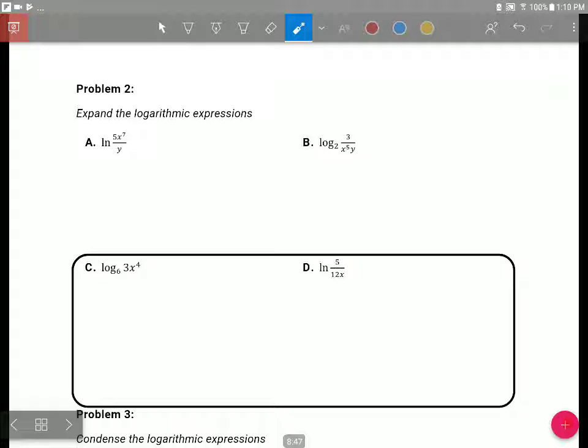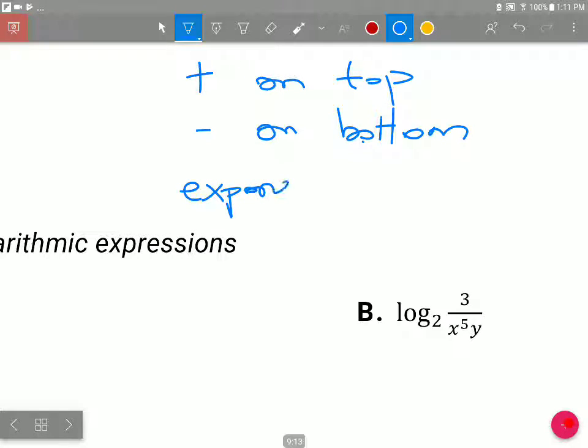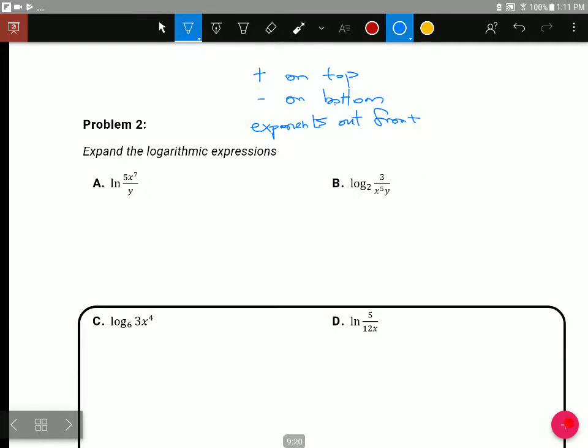All right, expanding and condensing, or contracting, however you want to say. Like I said, sometimes it's easier to deal with one log with a very complex argument. Sometimes it's easier to deal with a bunch of logs with really simple arguments. So again, your basic rules are: if it's positive, it's on top. If it's negative, it's on bottom. Exponents out front. Those are the rules in layman's terms.